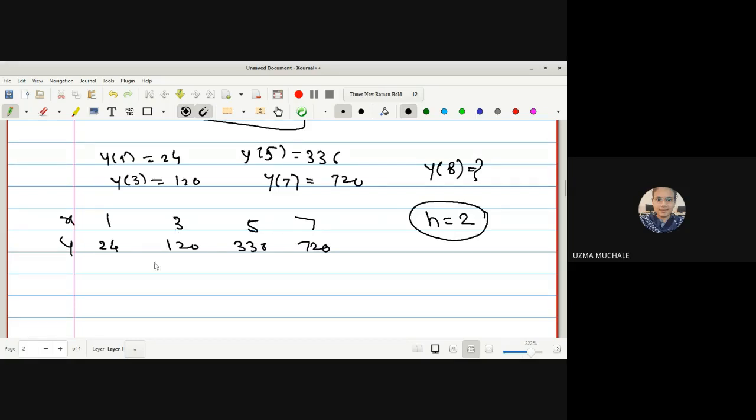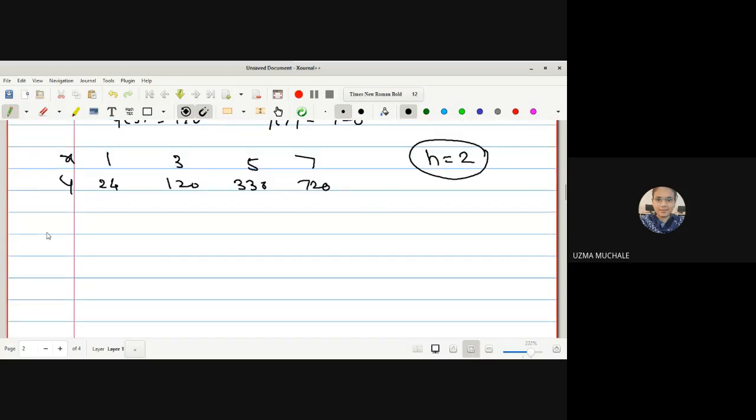Now let us again prepare the table for this. So these are values of x and y: 1, 3, 5 and 7, with 24, 120, 336, 720. First we are going to find out the backward difference. The difference between these two, 120 minus 24, is 96. 336 minus 120 is 216. 720 minus 336 is 384. Now let us find out del square.